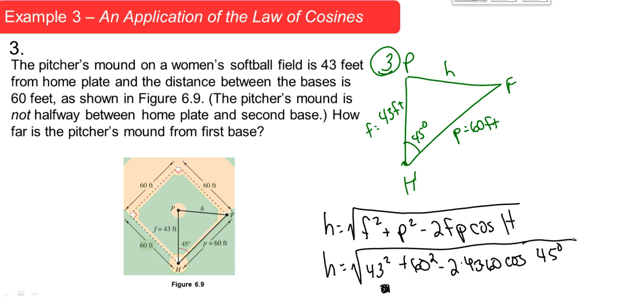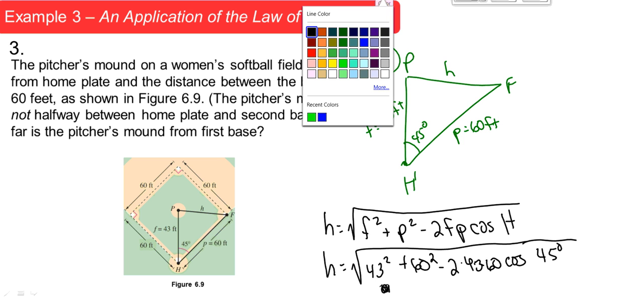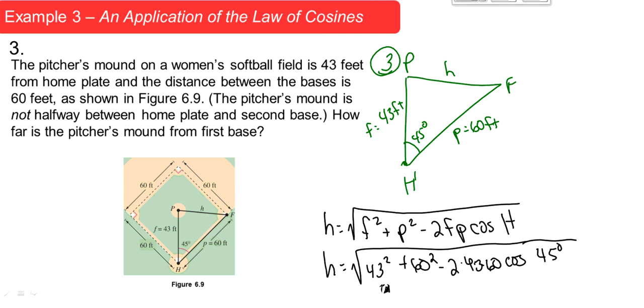And then just typing that in our calculator and see what you get for h. And we should get h is approximately 42.43 feet. So, you know, it's not exactly a 90-degree angle, but it's pretty close as we look at that.